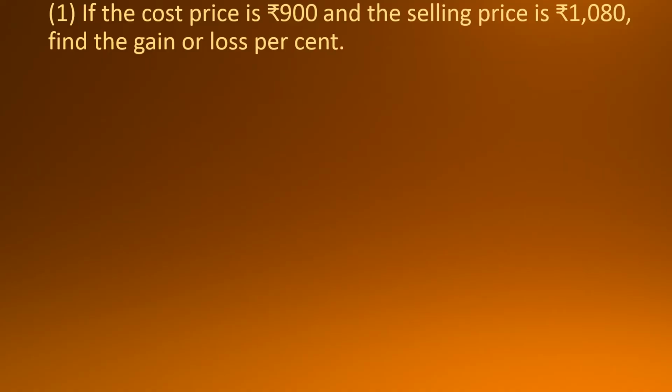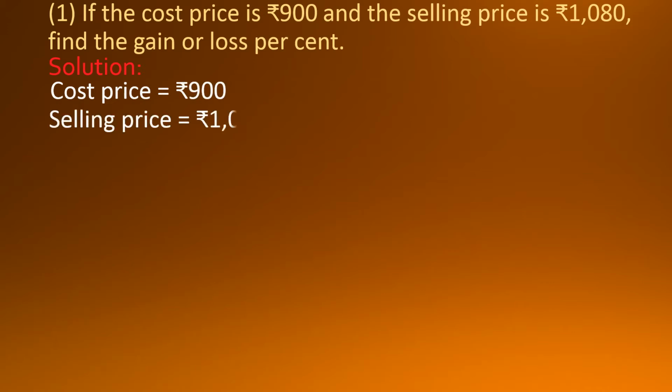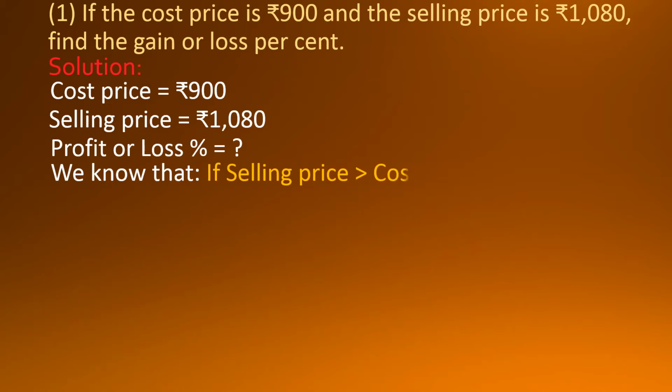Question number 1. If the cost price is rupees 900 and selling price is rupees 1080, find the gain or loss percent. See, in this question, cost price is equal to rupees 900 and selling price is equal to rupees 1080, and profit or loss percentage we have to find out. Now tell me, which one is greater, cost price or selling price? Yes, selling price. And we know that if selling price is greater than the cost price, we have a profit, and profit is equal to SP minus CP.